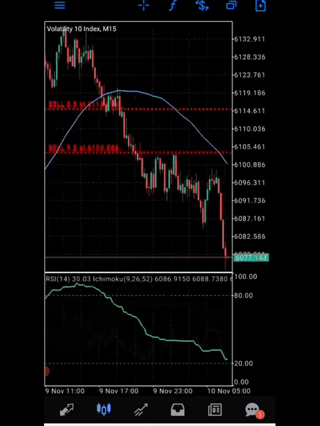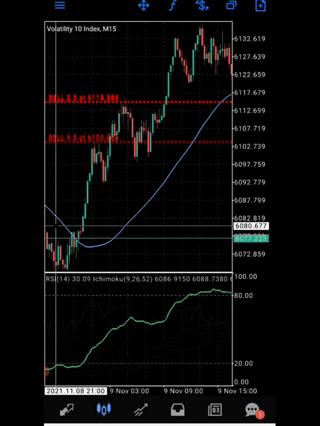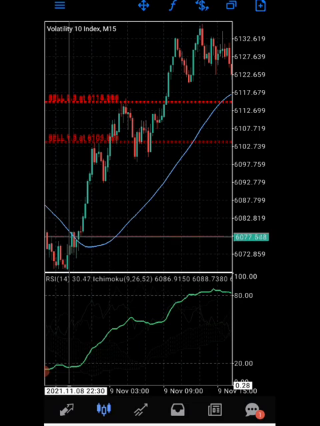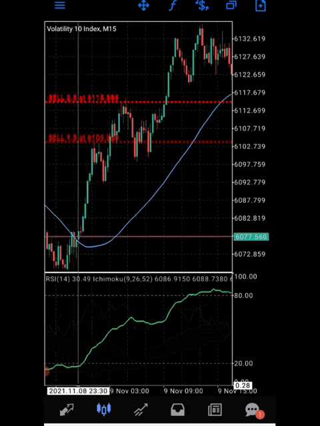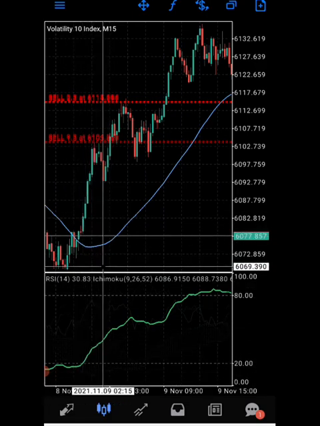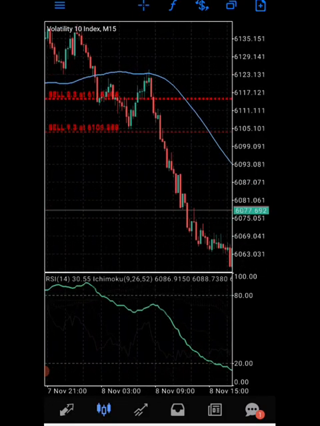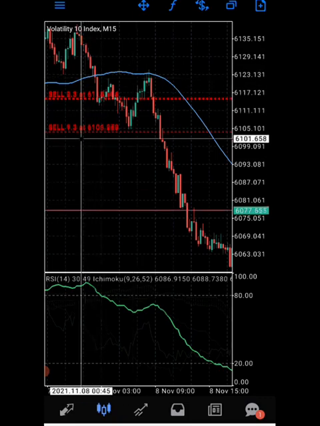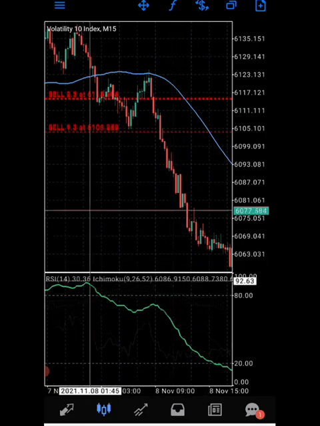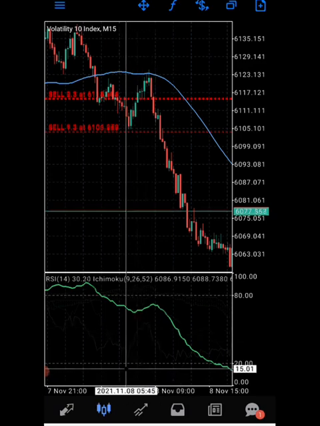Good strategy. So to buy Volatility 10 Index, you wait for the blue moving average to cross below the chart, and then you check for the Ichimoku to be at the oversold level. Then you buy. You can see that, guys. You buy as soon as it's at the oversold level and the moving average crosses below the chart. Again, guys, at this point it crosses above the chart, and then the Ichimoku is at the overbought level. It's a sell. Your take profit should be at the 20 level.